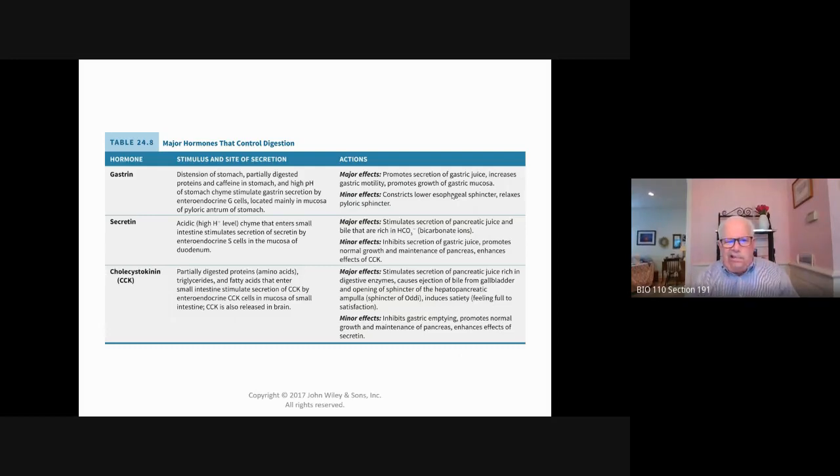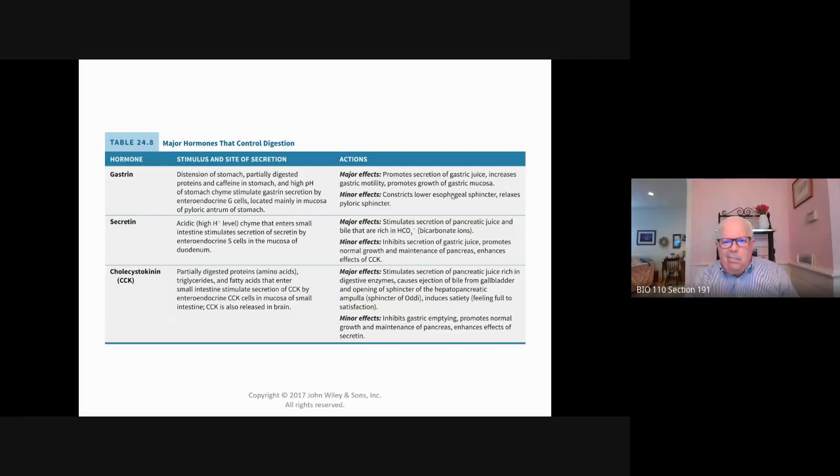Secretin and cholecystokinin come from the EE cells of the small intestine. Secretin stimulates the secretion of pancreatic juice and bile that are rich in bicarbonate ions to nullify the hydrochloric acid that's coming from the stomach being dropped into the duodenum.